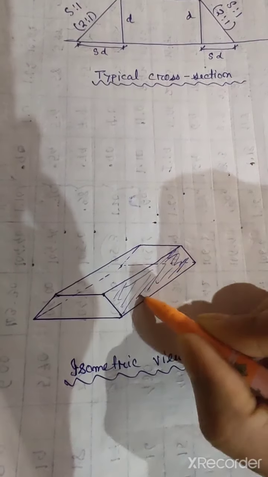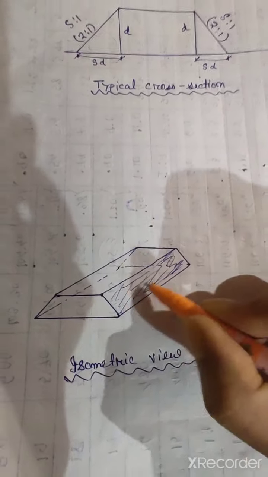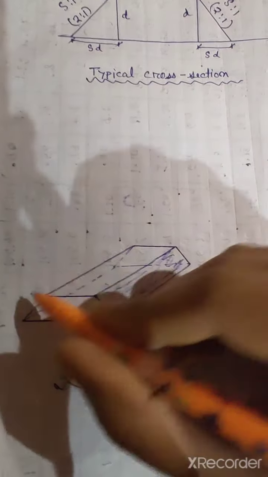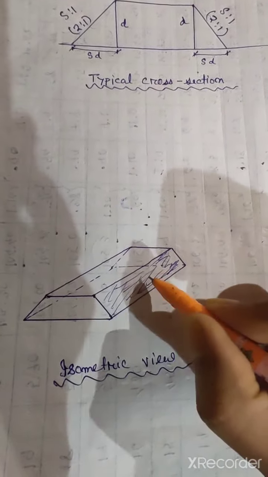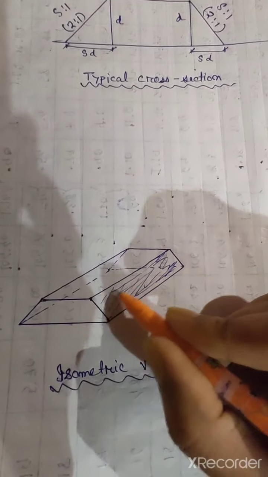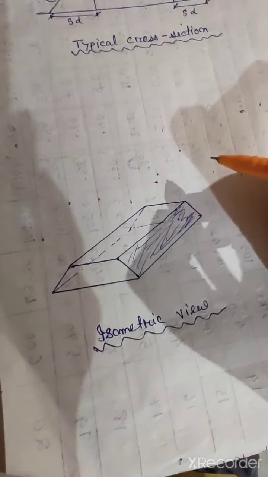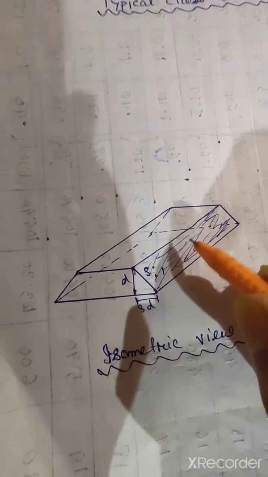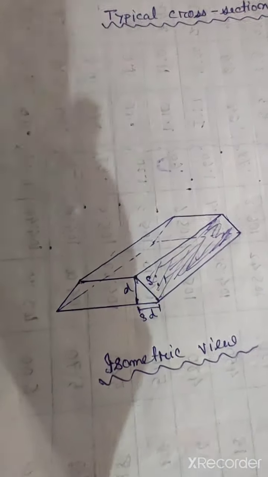This slope area we need to calculate, on both sides. On this side and the other side also, there is another slope like this. So on both sides there is a slope like this, and we need to calculate this slope area. Same thing. The height is d, slope is s is to 1, this is sd. So what we need to find out is this slope area on this side and the other side also.